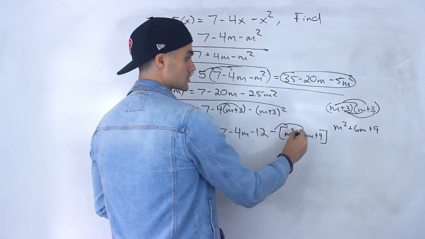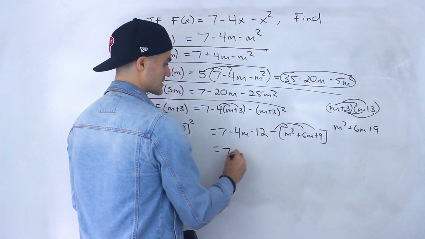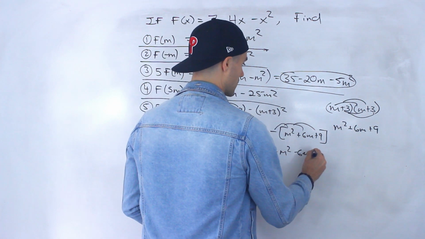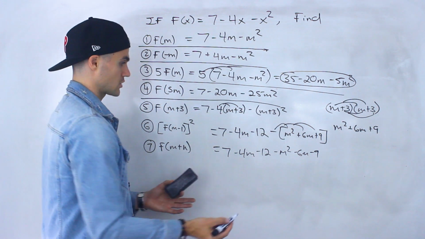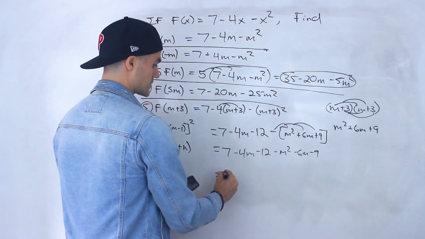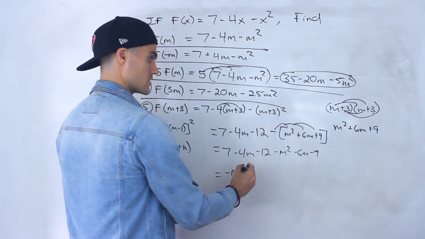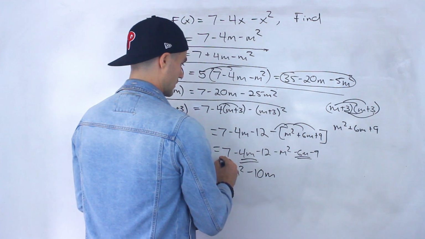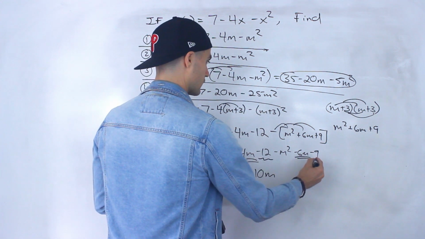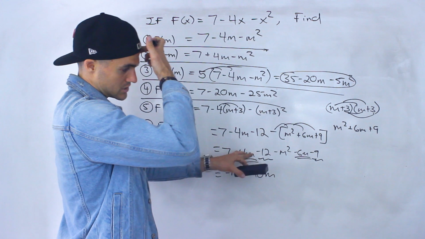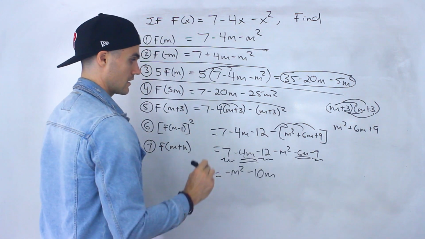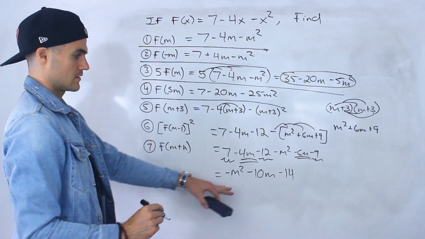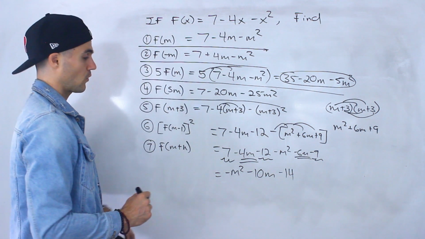So now we've got to distribute that negative inside the bracket. So we'd have 7 minus 4m minus 12 minus m squared minus 6m and then minus 9. And then you just collect like terms here. So negative m squared, there's no like terms. Notice this negative 4m minus 6m would be minus 10m. And then we have 7, negative 12, negative 9. So 7 minus 12 is negative 5, minus 9 gives us negative 14. So that there is the final answer for number 5.